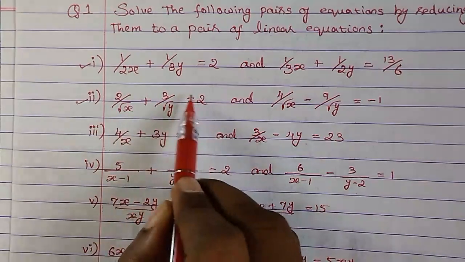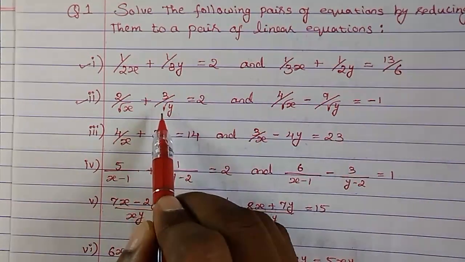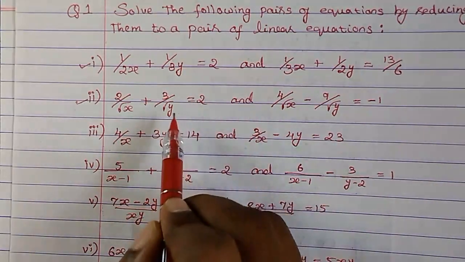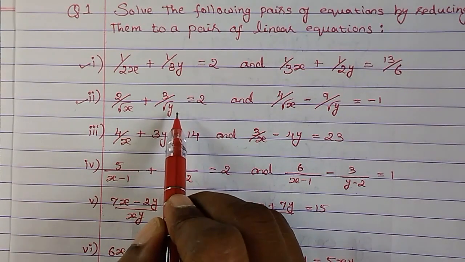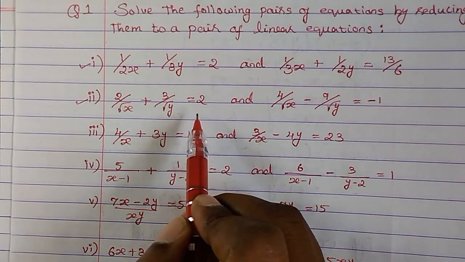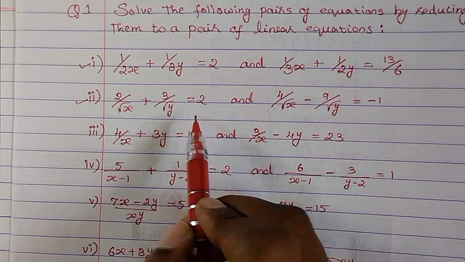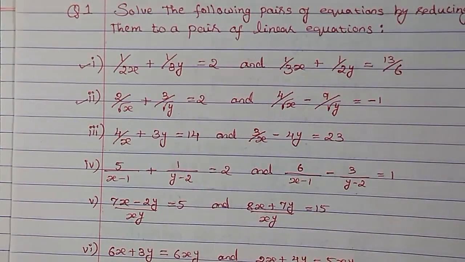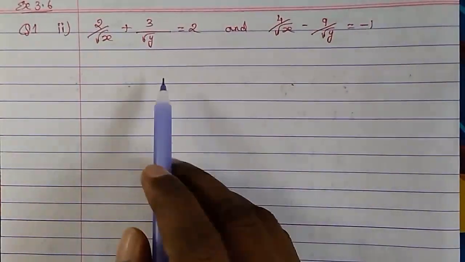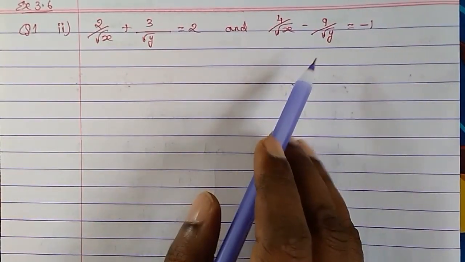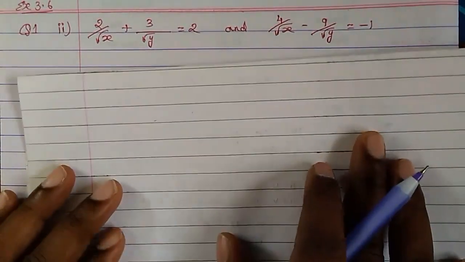So this is not the proper equation, it is in fraction. So we have to convert the equation first into simple equations, and then we have to find out the value of x and y. So let's do the second one. This is our second sum. The equations are there. I'm just going to show you some rough work.